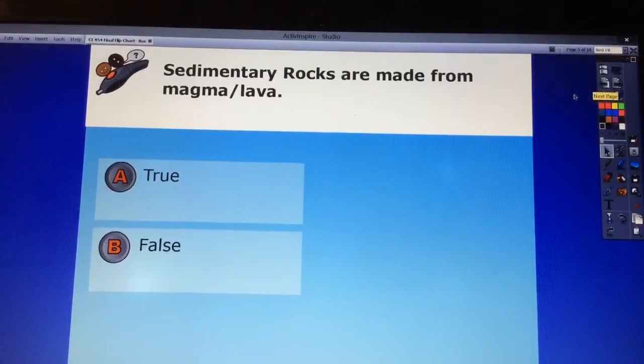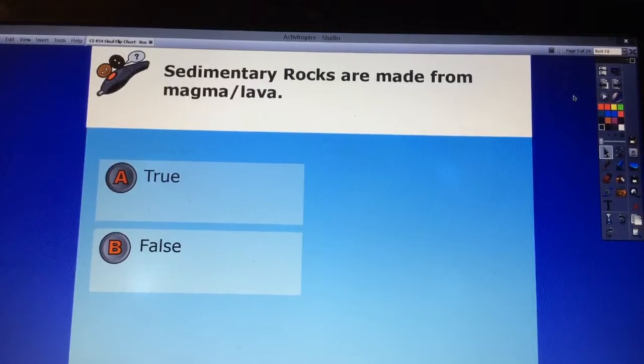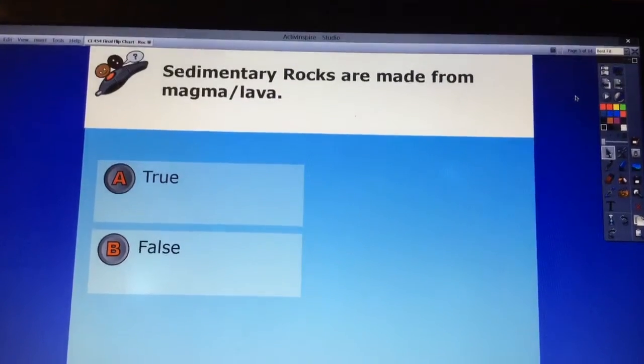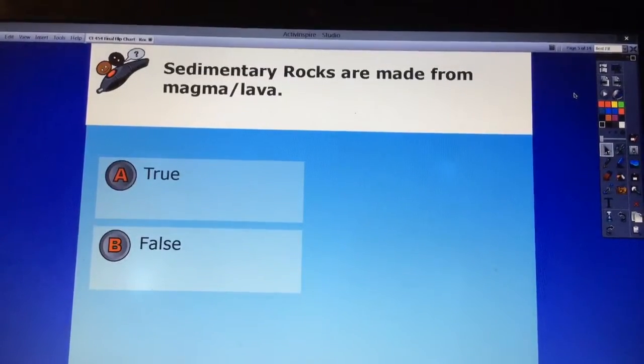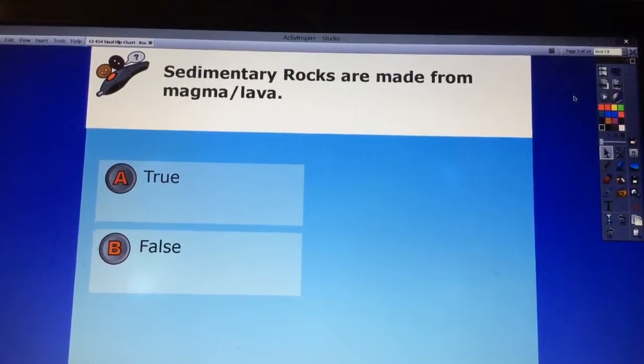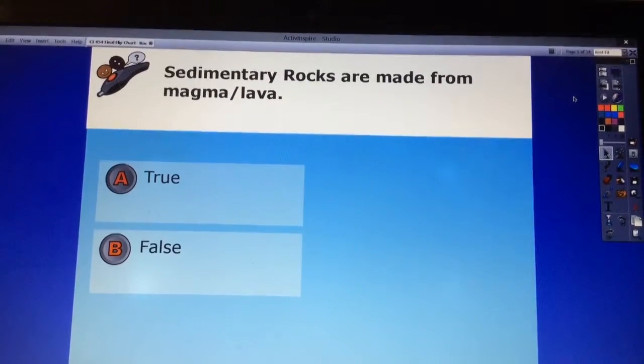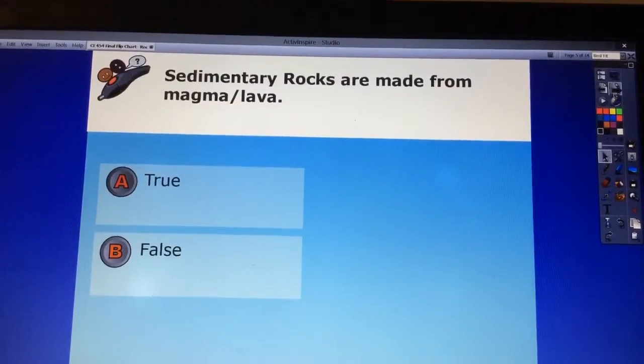The next slide I have is a true or false question that talks about the different compositions. So, for example, this question says, sedimentary rocks are made from magma lava. Is this true or false? And the students would have to click in the answer, and I could see if they understood the last slide, and if not, I could go back and reteach it.